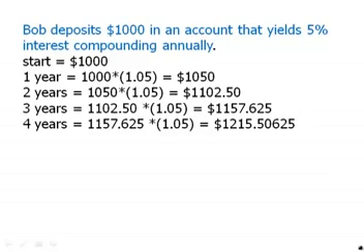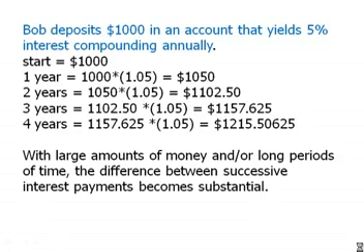Now, you might say, well, $15, what's the big deal about that? Well, think about it this way. Here we've only talked about 4 years. 4 years is a relatively short time in terms of investing, and we've only talked about a principal of $1,000. $1,000 is peanuts in terms of large-scale investing, and so you really have to think about this in terms of a more grand scale. With large amounts of money and or long periods of time, the difference between successive interest payments becomes substantial, and also the difference between the total amount gained with compound interest versus the total amount gained with simple interest becomes substantial.